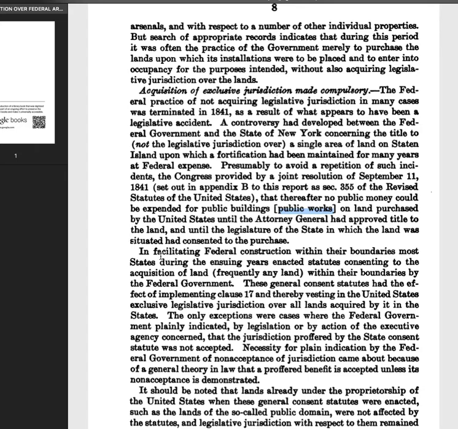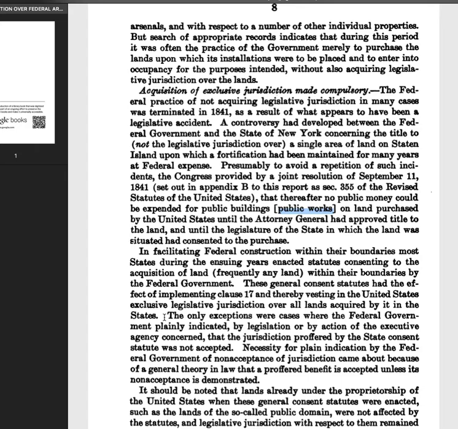In facilitating federal construction within their boundaries, most states during the ensuing years enacted statutes consenting to the acquisition of land, frequently any land, within their boundaries by the federal government. So the states and the federal government weren't constituting correctly. These general consent statutes had the effect of implementing Clause 17 and thereby vesting in the United States exclusive legislative jurisdiction over all lands acquired by it in the states.